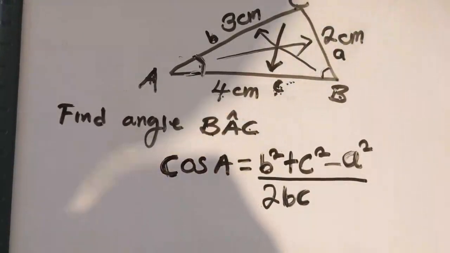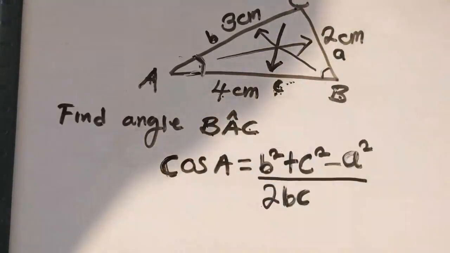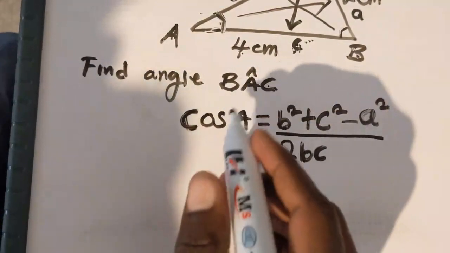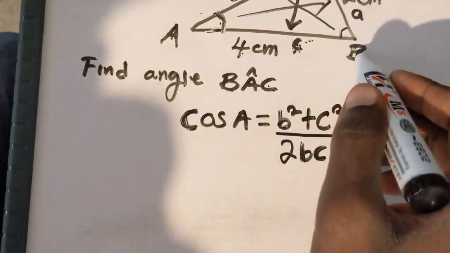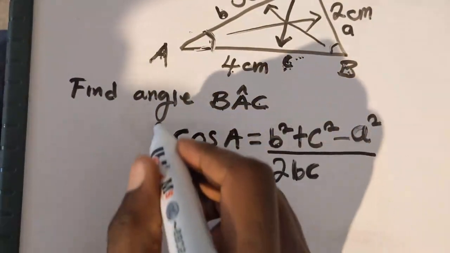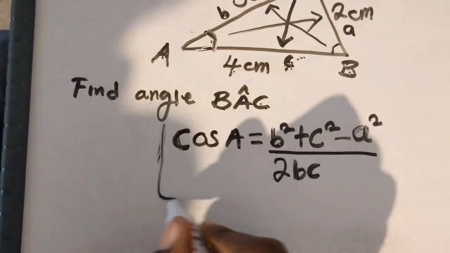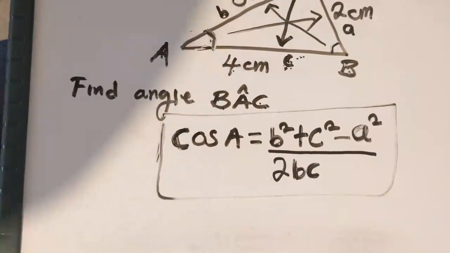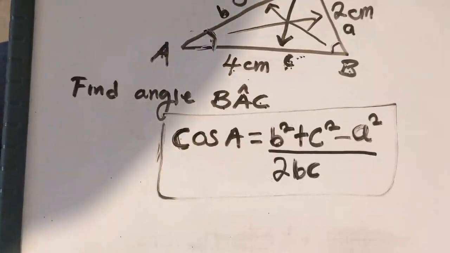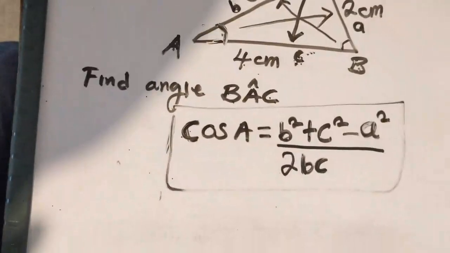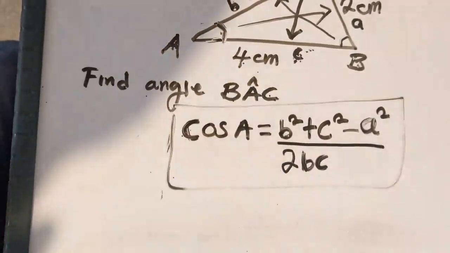Okay, so let's try to derive for B. If you're finding cos B, let's say you're finding cos B. So this is the formula that you're supposed to use if you are told to find A. Okay, that is the formula that you're supposed to use. Now let's try to derive the formula for finding B.